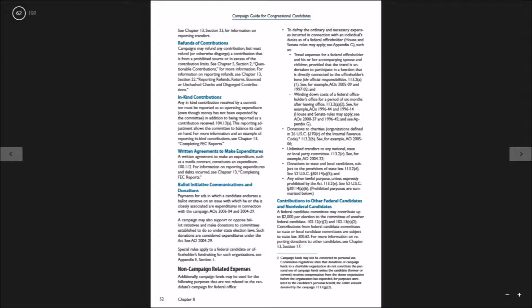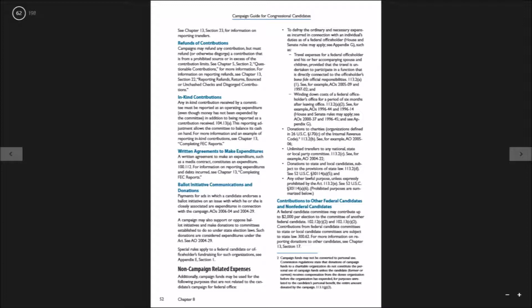Non-campaign related expenses. Additionally, campaign funds may be used for the following purposes that are not related to the candidate's campaign for federal office: to defray the ordinary and necessary expenses incurred in connection with an individual's duties as a federal officeholder. House and Senate rules may apply, see Appendix G, such as travel expenses for a federal officeholder and his or her accompanying spouse and children, provided that the travel is undertaken to participate in a function that is directly connected to the officeholder's bona fide official responsibilities.